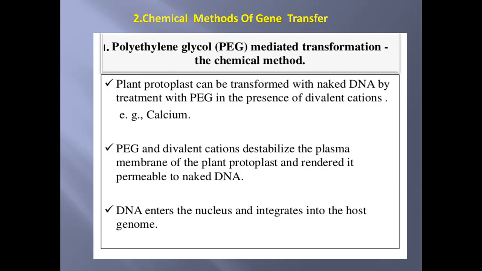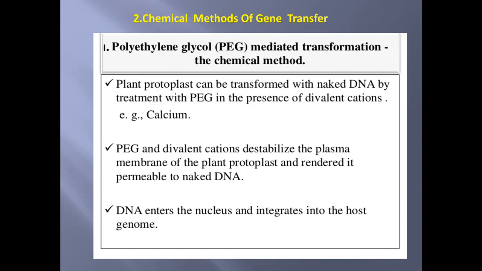This is the principle behind using chemicals in order to accelerate the transfer of the negatively charged hydrophilic DNA across the negatively charged hydrophobic cell membrane into the cell. So first, let's discuss the first method of gene transfer using a chemical. The chemical used here is polyethylene glycol, a chemical which is used to transfer the DNA.